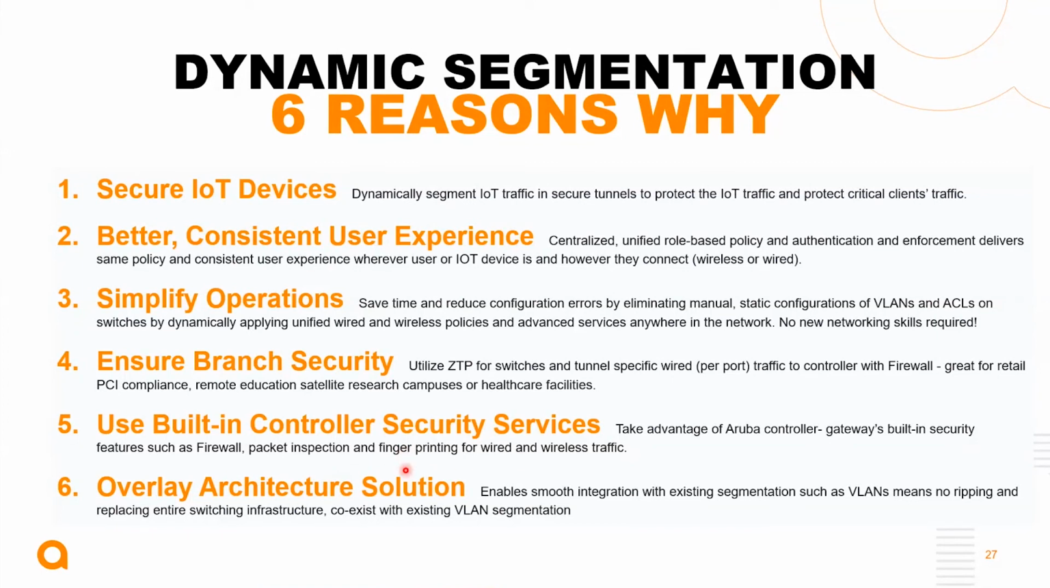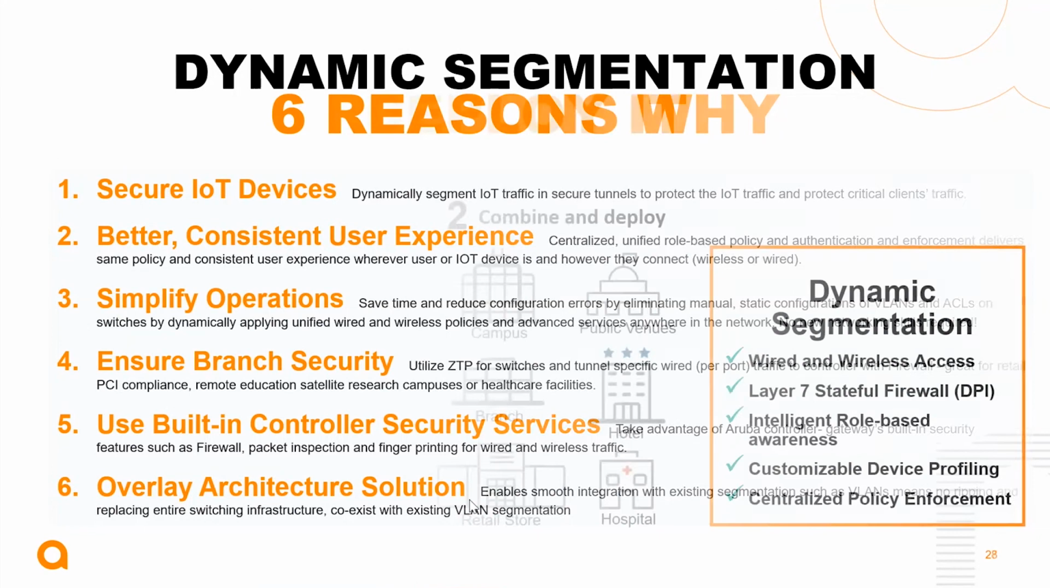Okay. Also, we don't have to redo everything for that because we have an overlay architecture solution. It will enable smooth integration with existing segmentation such as VLAN. That means no ripping, no removing, or no replacing of the entire switching infrastructure. So it can coexist with your existing VLAN segmentation. Okay, so this is easy.